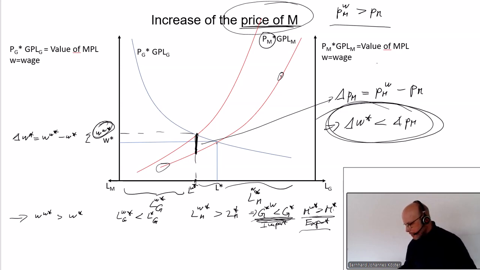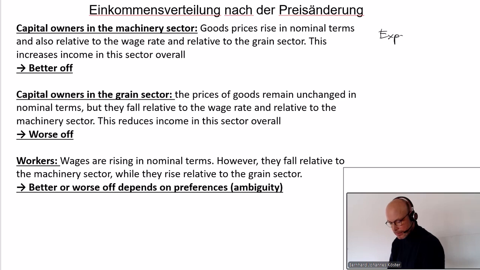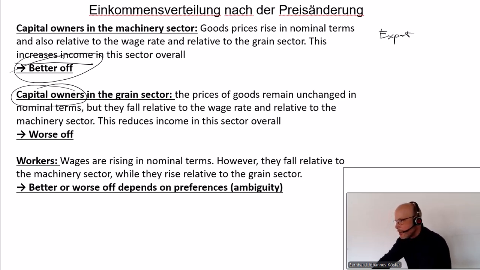So let's summarize this. Think again, we are in this model of specific factors. The capital owners in the machinery sector, in the industrial sector, in our case the export sector, they are better off because their revenue is increasing more than their costs, and so in total we have an income increase. In general, we can say they are better off. The capital owners in the grain sector or agricultural sector, they are losing because their revenue is decreasing and their costs are relatively increasing, so overall they have a reduction in income. They are worse off.